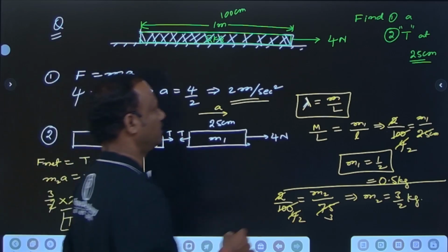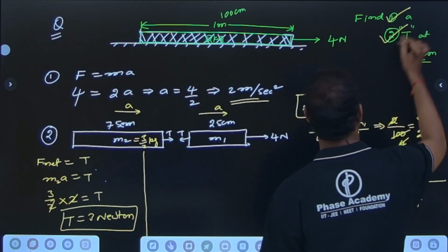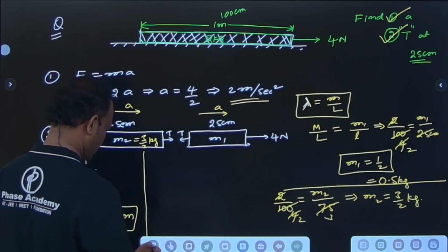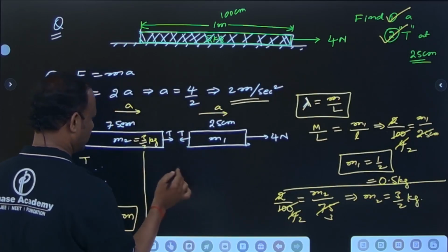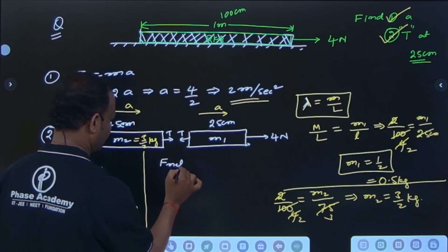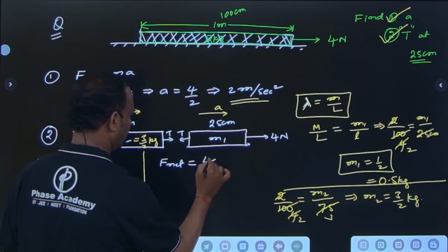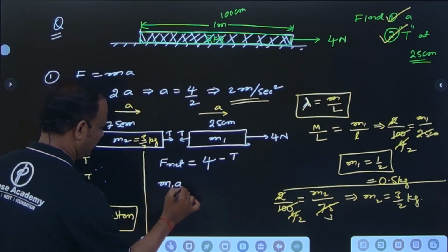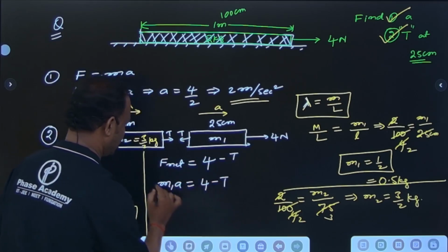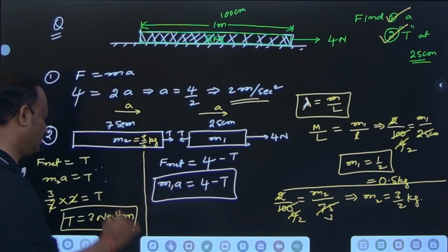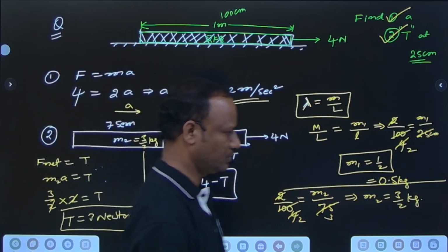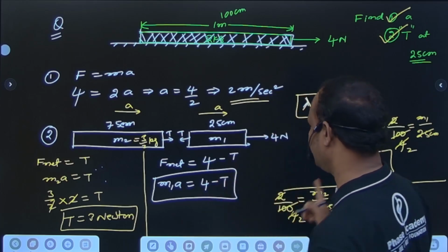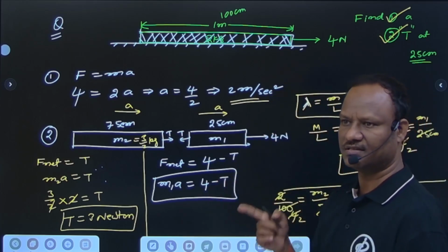I got the acceleration, and next I got the tension. If you want to write this equation also, no issue. F net is 4 minus T. F net means MA, so M1 A is equal to 4 minus T. You can substitute, and you will get the same, 3 Newton. A massive rope is considered like a single block.